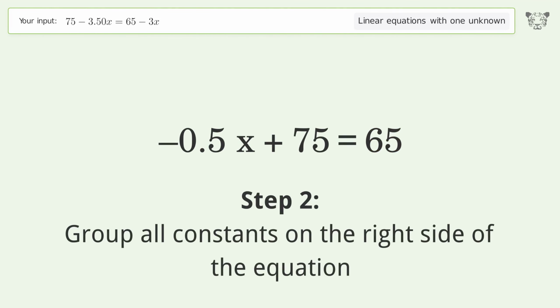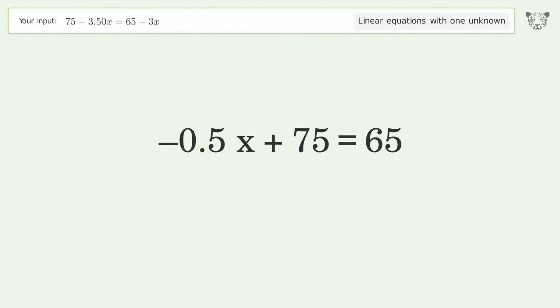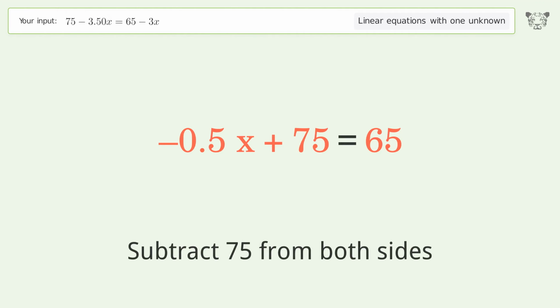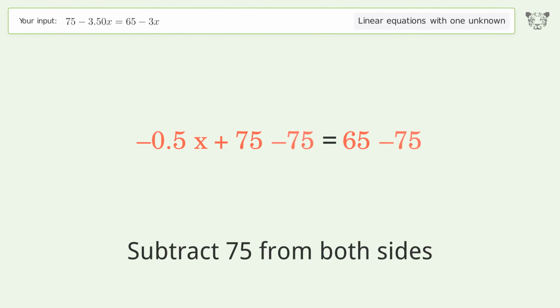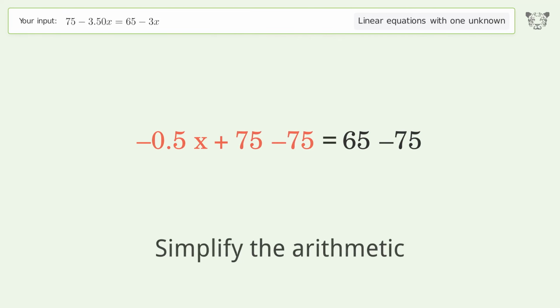Group all constants on the right side of the equation. Subtract 75 from both sides. Simplify the arithmetic.